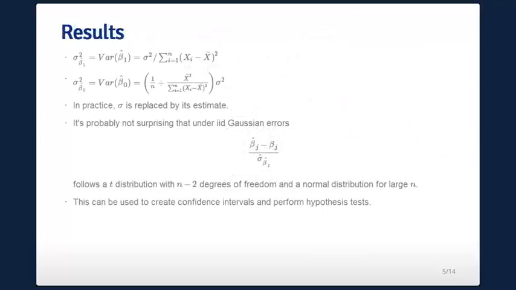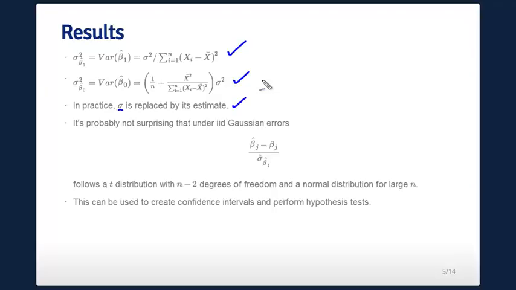Okay, so again, that's just for people who enjoy those kinds of details. Otherwise, what you could say is, okay, well, here's the variance for beta 1 hat, and then you could do the same sort of exercise and derive the variance for beta naught hat. And of course, we don't actually know sigma, so we replace it by its estimate.